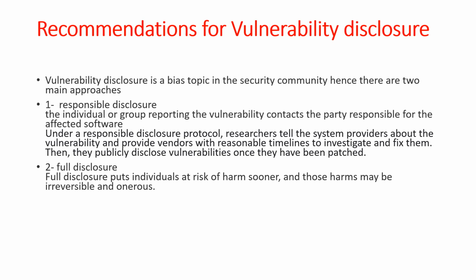Under the responsible disclosure protocol, researchers tell the system providers about the vulnerability and provide vendors with a reasonable timeline to investigate and fix it. Then they publicly disclose the vulnerability once it has been patched. That means, in simpler words, after permission of the software owner. Full disclosure puts the individual at risk of harm sooner, and these harms may be irreversible and onerous.